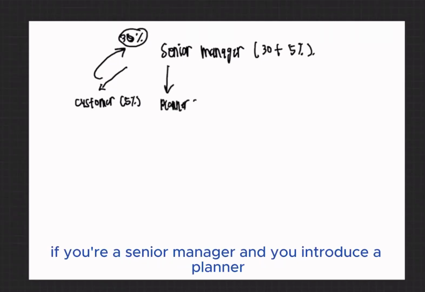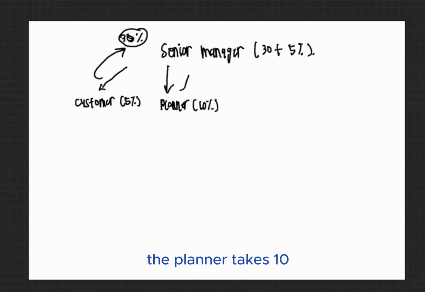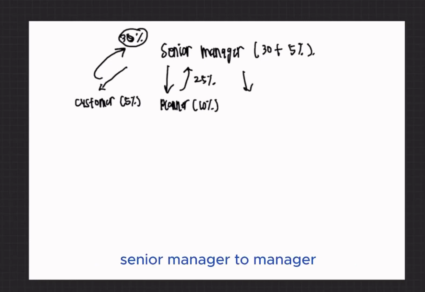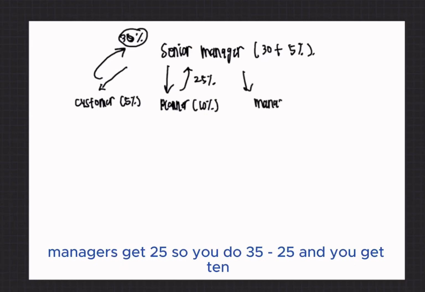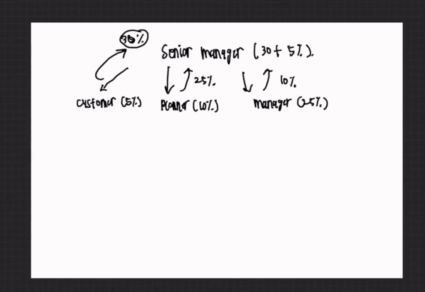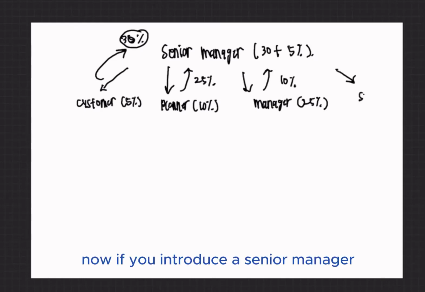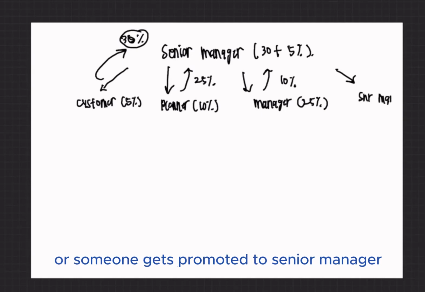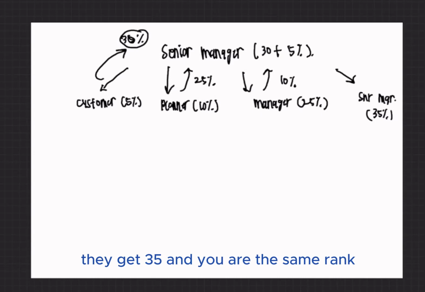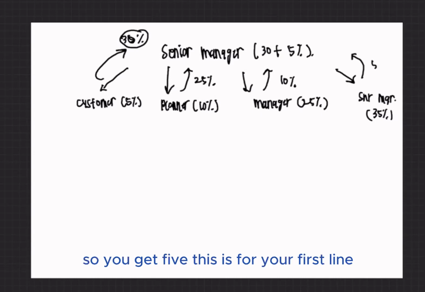If you're a senior manager and you introduce a planner, the planner takes 10. So you do 35 minus 10, and you get 25. Senior manager to manager, managers get 25. So you do 35 minus 25, and you get 10. Now, if you introduce a senior manager or someone gets promoted to senior manager, they get 35 and you are the same rank, so you get 5. This is for your first line.